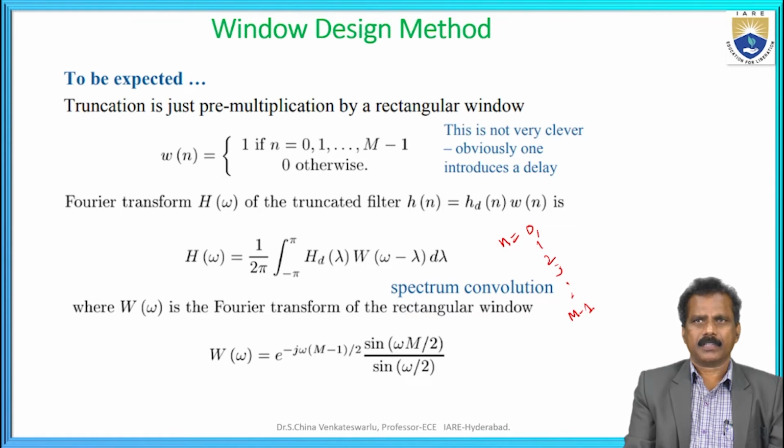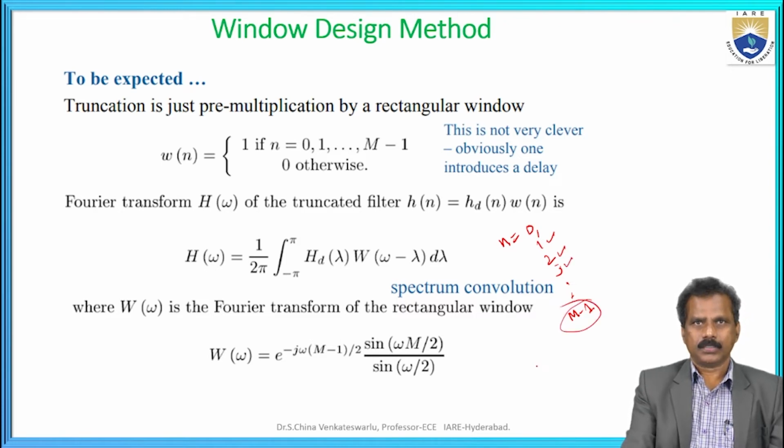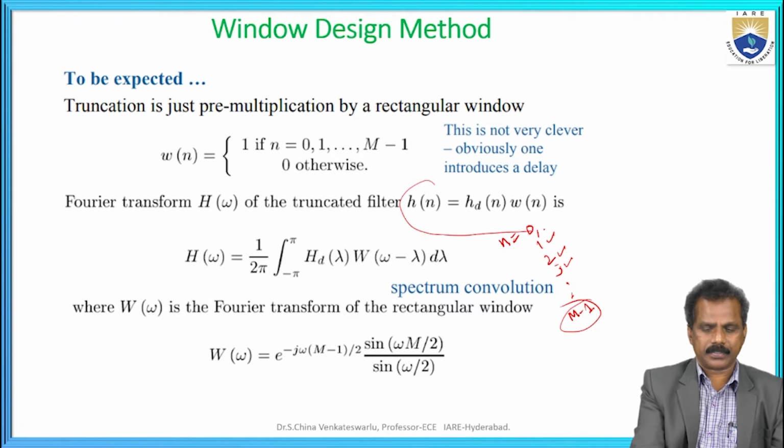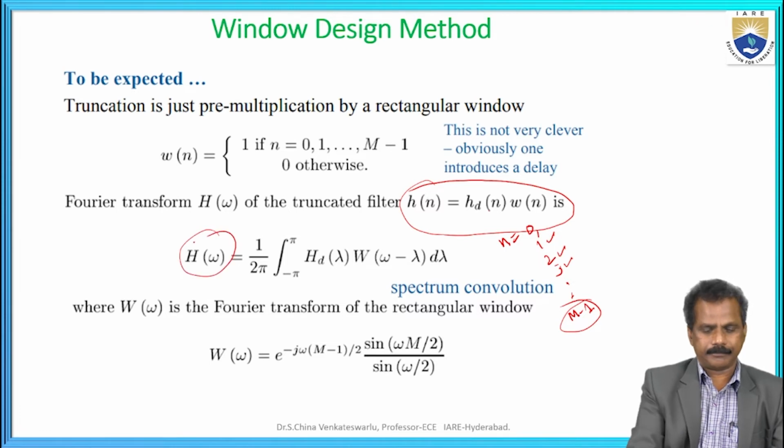This is not very clever, obviously, as it introduces a delay, if we are substituting n equal to 0, 3 or 4 up to M minus 1. So apply the Fourier transform. H of omega of the truncated filter, that impulse response will appear, where the impulse response h of n is equal to the desired s_d of n times w of n. So H of omega will appear.